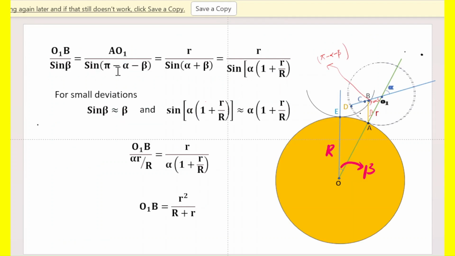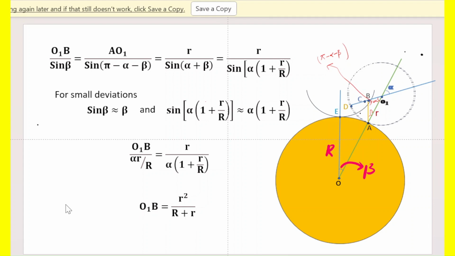Where is that? Here. I apply the sine rule. R by sine alpha plus beta. Take alpha as common. Then 1 plus r by R, by substituting the beta value. Okay, we will get it like this. But here we have to take the rolled position for a small angle of beta. Then what happens? Sine beta is equal to beta, and sine of alpha into something is equal to alpha into something. From here I can find O1B as R square by R plus r.